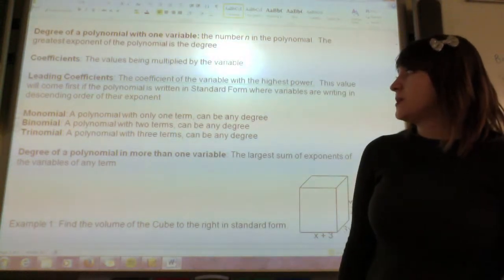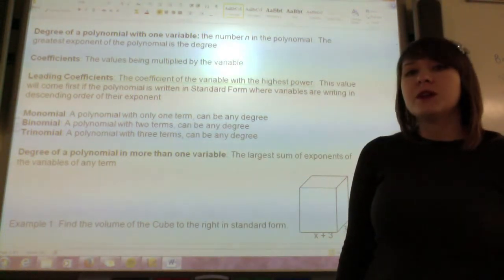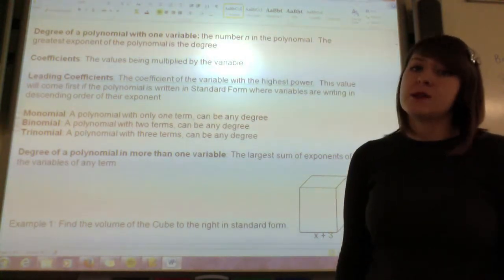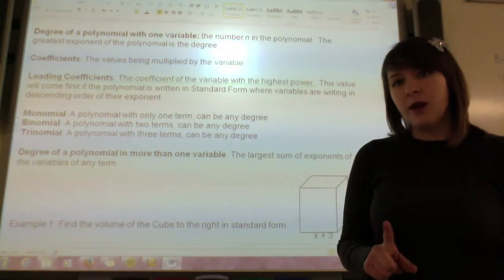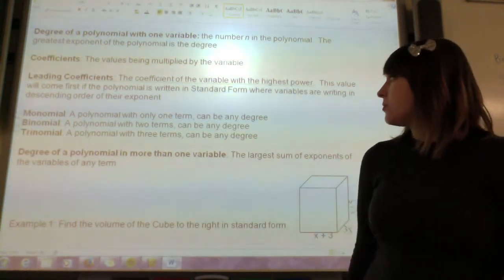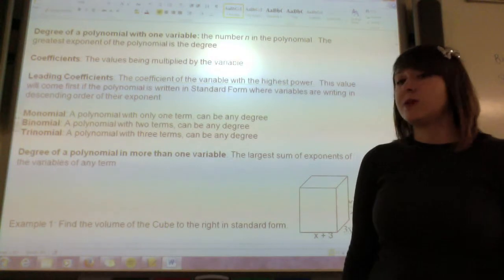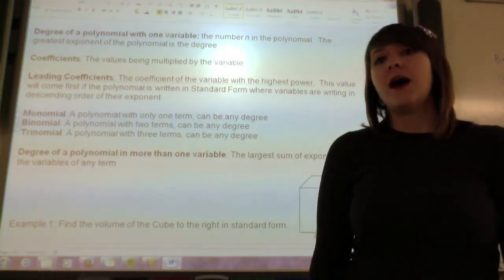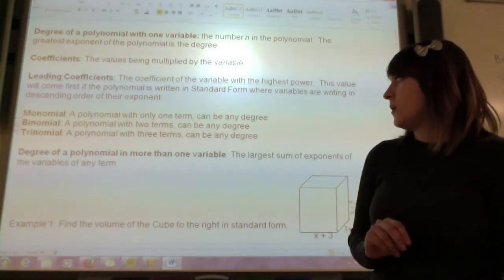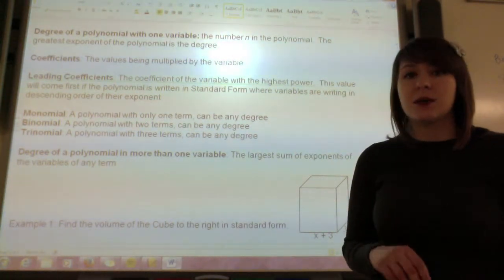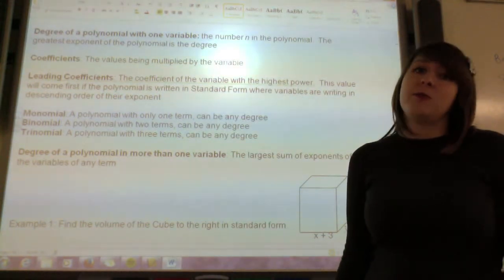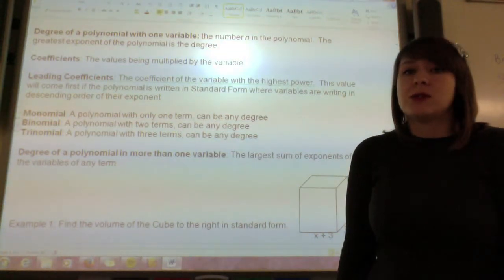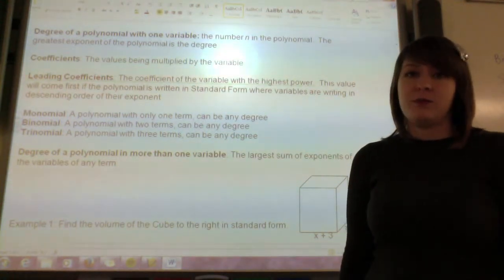Monomial. A monomial is a polynomial with only one term. So that'd be like x, or x to the fifth, or 3y squared. Okay, so we've just got one term. A binomial is a polynomial with two terms, so that'd be like 3x plus 2, or 4y minus 5. A trinomial is a polynomial with three terms. It can be any degree, so that could be like x to the fifth plus 2x plus 1, or 3x squared minus 2x plus 5. Okay, those are all trinomials.